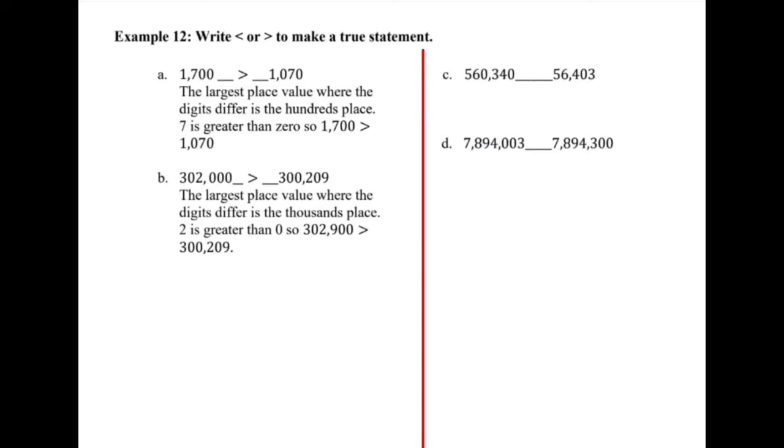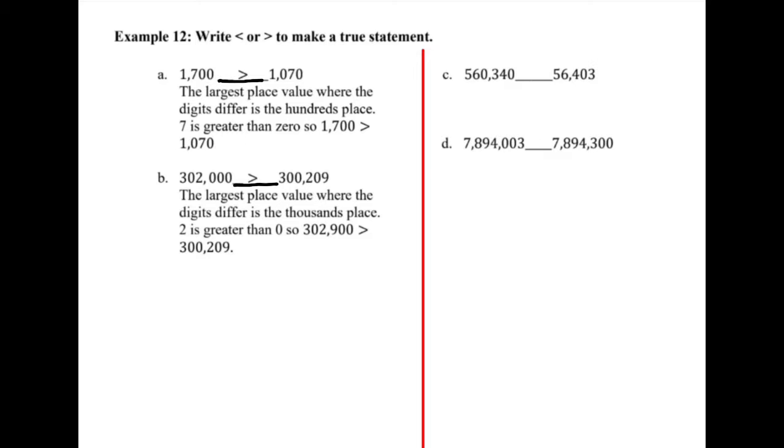Okay, so here's example 12, and you can see it's like what we just did. They're just bigger numbers. And again, it's written very strangely, so I'm going to finish that blank so that it doesn't look so weird. Okay, so let's read what they have so you can see their way of saying what I just explained. The largest place value where the digits differ is in the hundreds place. 7 is greater than 0, so blah, blah, blah.